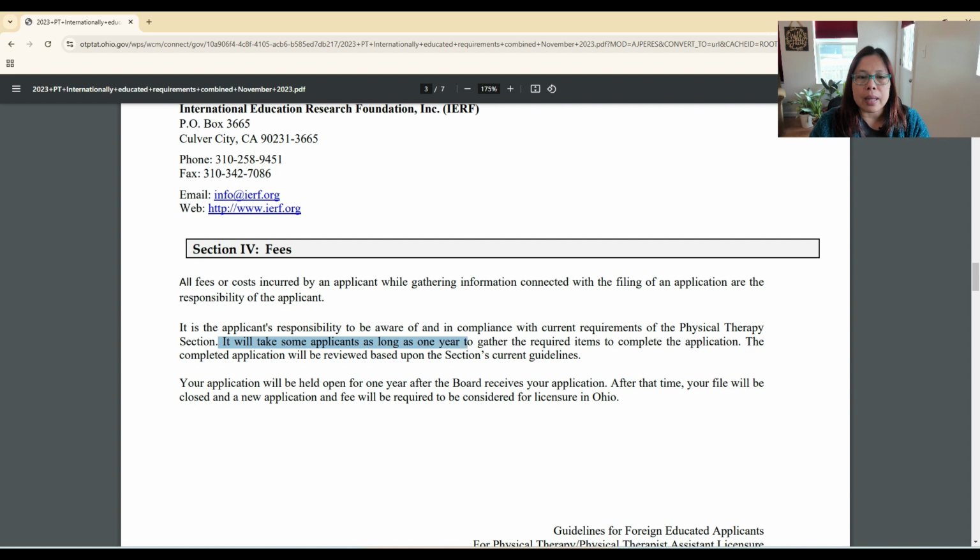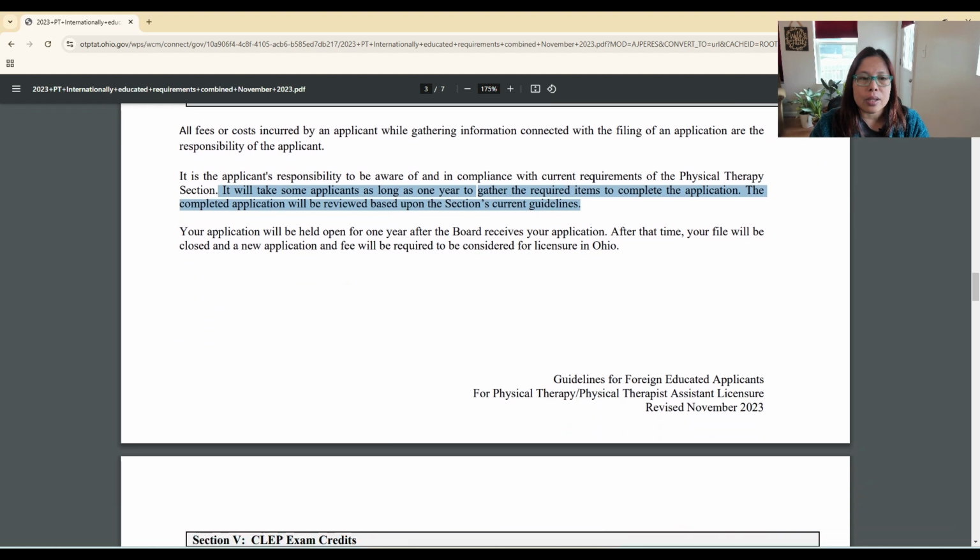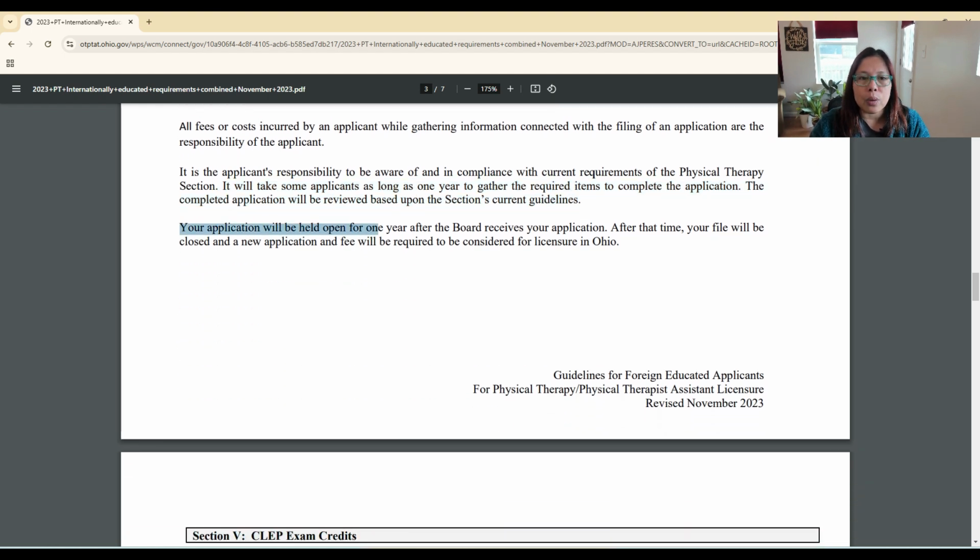It will take some applicants as long as 1 year to gather the required items to complete the application. The completed application will be reviewed based upon the section's current guidelines. Your application will be held open 1 year after the board receives your application. After that time, your file will be closed. A new application and fee will be required to be considered for licensure in Ohio. So this is usually the case in most, if not all, the states.